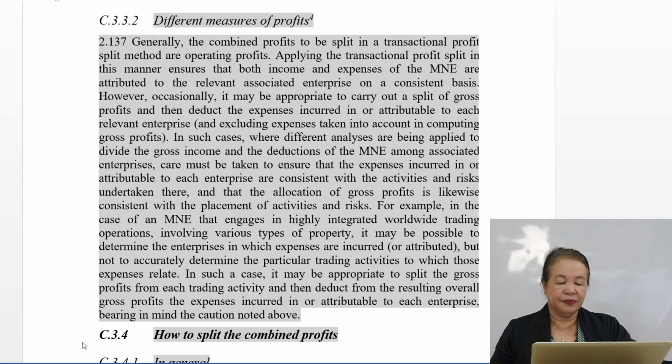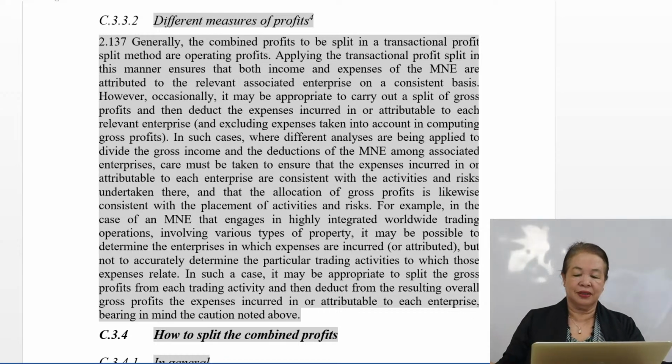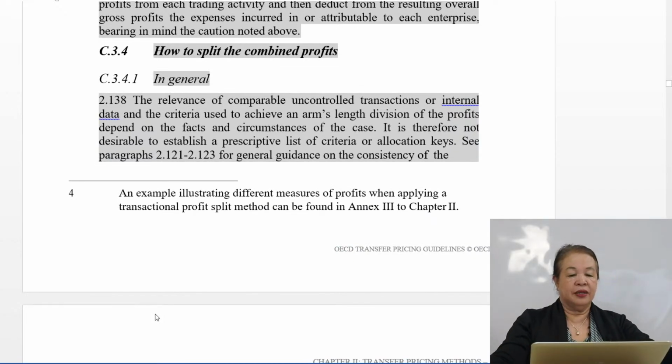Okay. How to split the profits? No? So, paano i-split yung profits in general? The relevance of comparable uncontrolled transactions or internal data and the criteria used to achieve an arm's length division of the profits. Kasi yung splitting of the combined profits should be arm's length. Yun ang aim po talaga ng transfer pricing. So, kung hindi siya arm's length, pwede siya disallow, no?